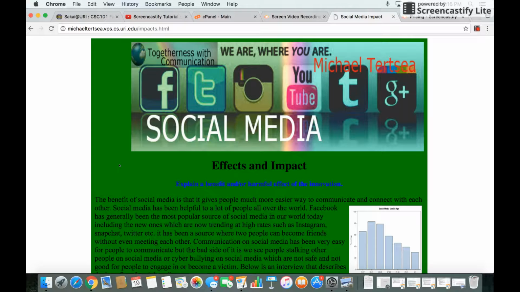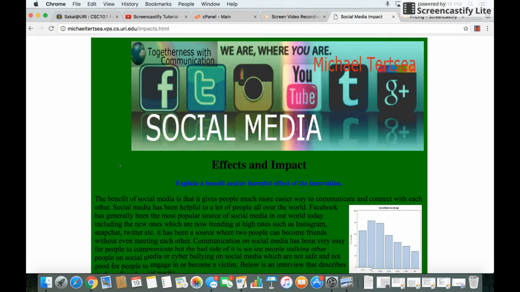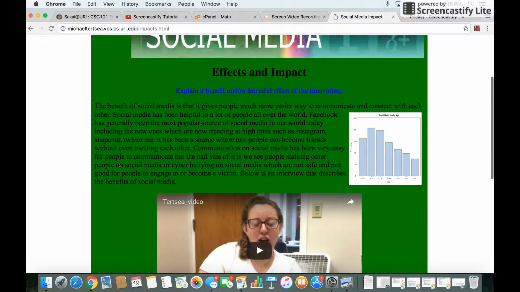Effects and impact. Explain the benefit and or harmful effects of the innovation. The benefit of social media is that it gives people much more easier way to communicate and connect with each other. Social media has been helpful to a lot of people all over the world. It has been a source where two people can become friends without even meeting each other. Communication on social media has been very, very easy for people to communicate.